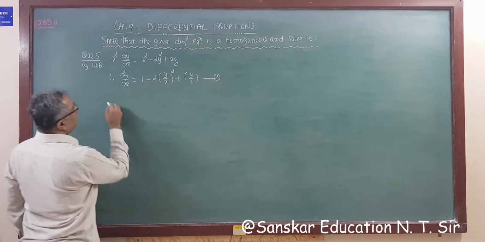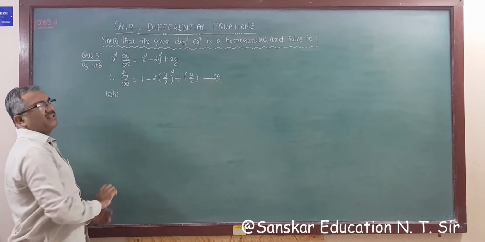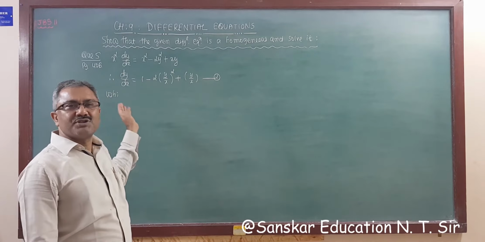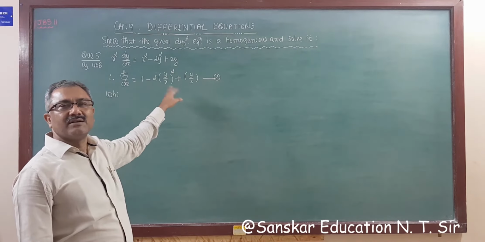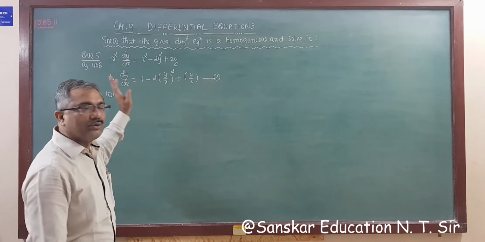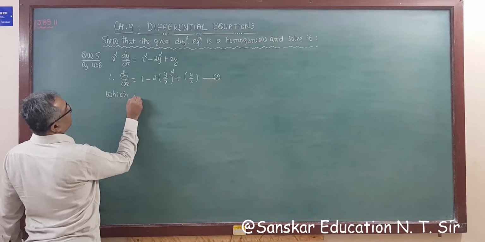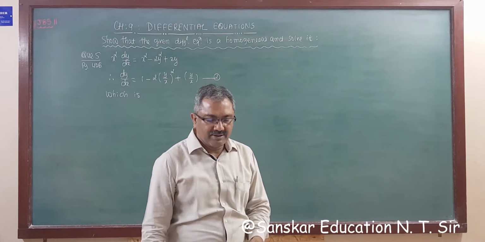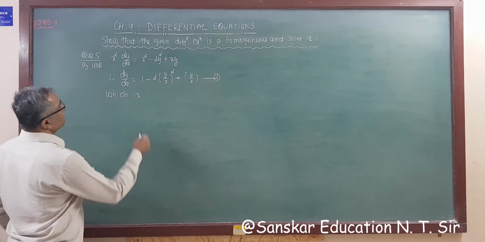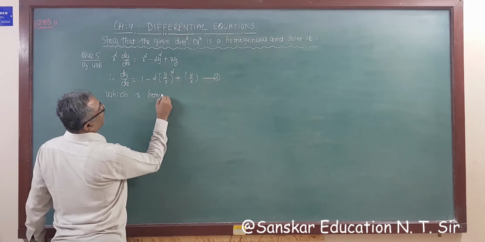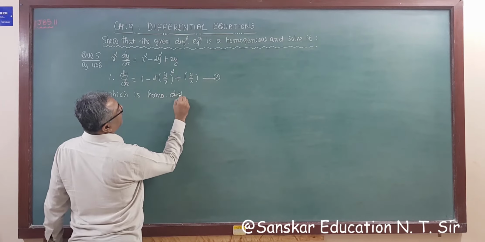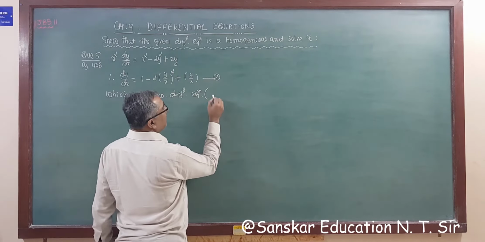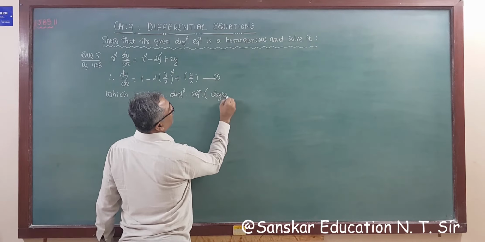Equation number 1 is a homogeneous function with degree 0. I'm directly writing this is a homogeneous differential equation with degree 0, so no need to write more. If you want to write the degree, then degree 0.